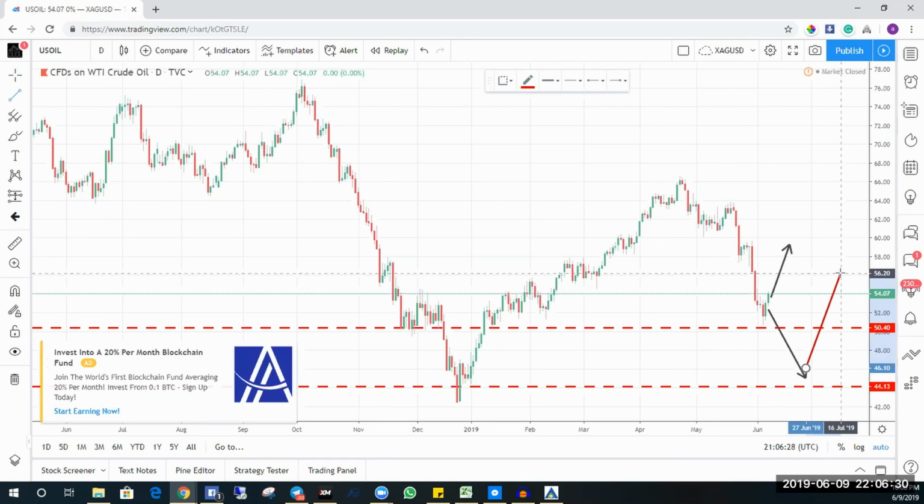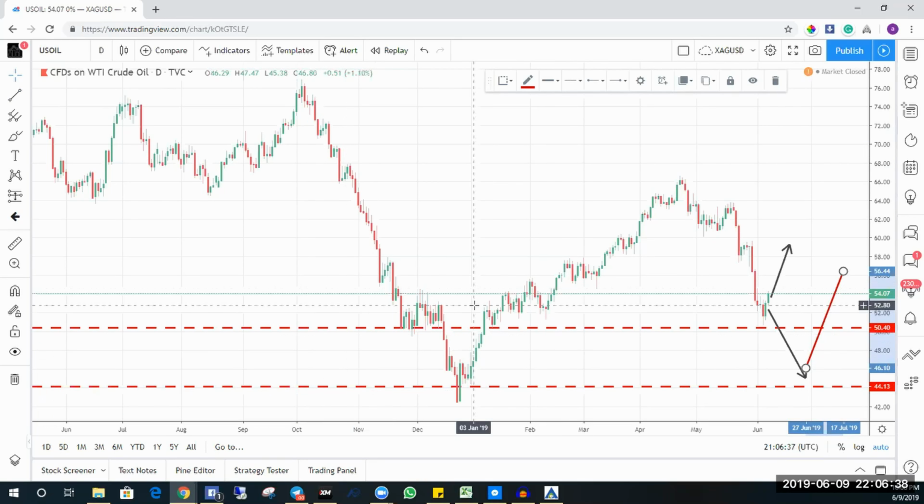Not definitely, but possibly. All right, so those are the trades we are looking at for the week. I think I've exceeded my time by 6 minutes.